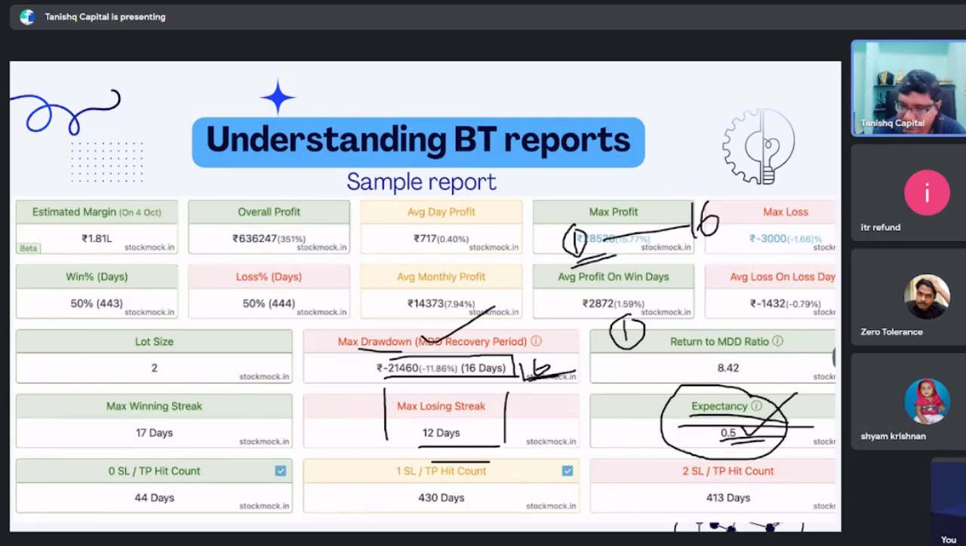Then don't look at max profit, because generally we are backtesting this report for how many days? At least 6 months, 1 year, 2 years.